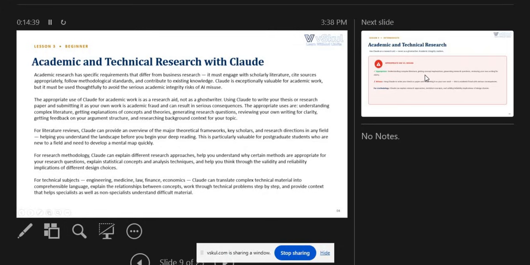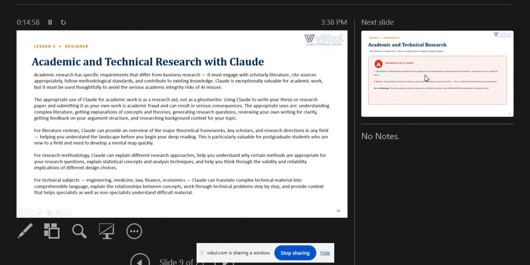Using Claude to write your thesis or research paper and submitting it as your own work is academic fraud and can result in serious consequences, because you do not know what you submitted. It didn't come out from your head. No, it didn't come out from your head.